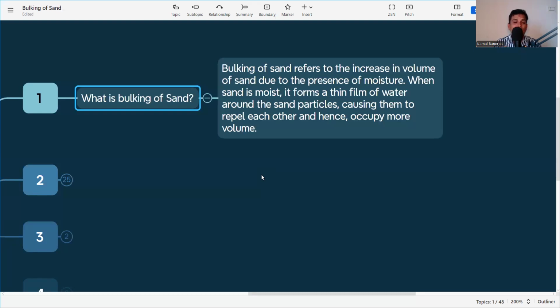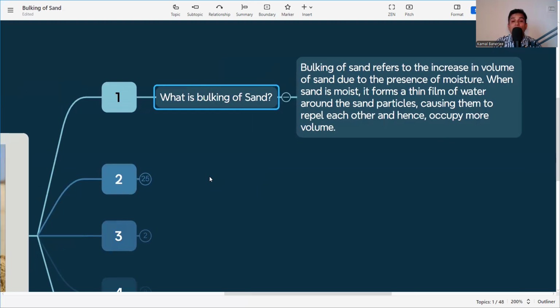This bulking of sand is very important wherever we are doing volume batching, whether it is concrete, mortar, or anything which is volume batched. It is very important because it is increasing the volume. If we say we need 20 cubic meters of sand, it may show 20 cubic meters when measured, but due to bulking of sand, the actual sand may be 18 cubic meters. So we are getting less sand, and that affects our construction so much.